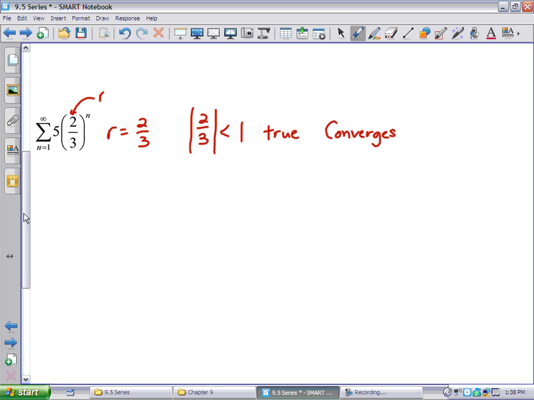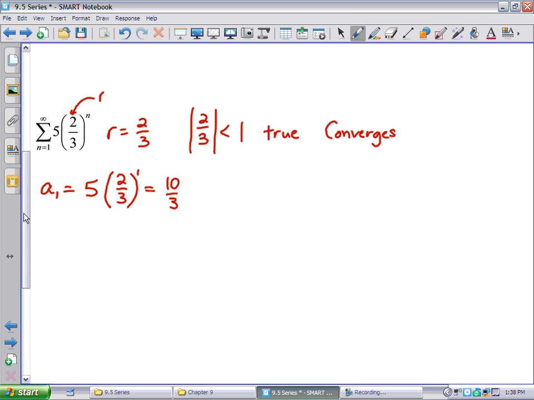Okay, so we need to find our a. So we're going to look at a sub 1, plugging in 1 for n. It's going to be 5 times 2/3 to the first power, and 5 times 2/3 is 10/3.